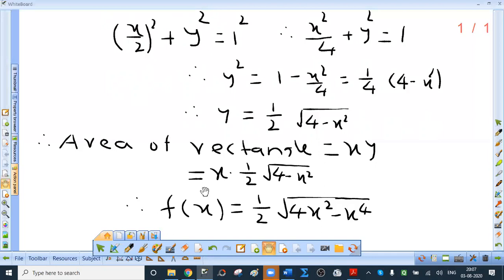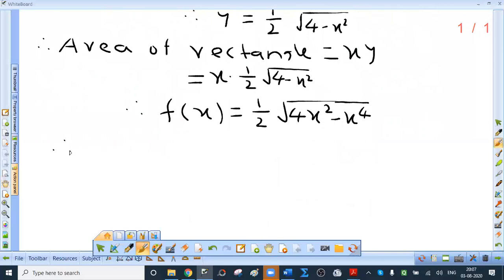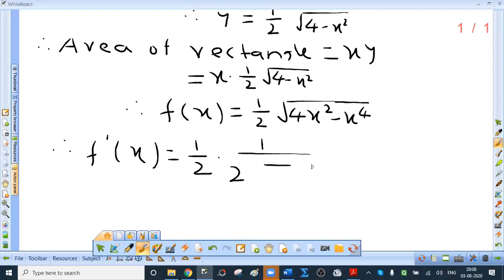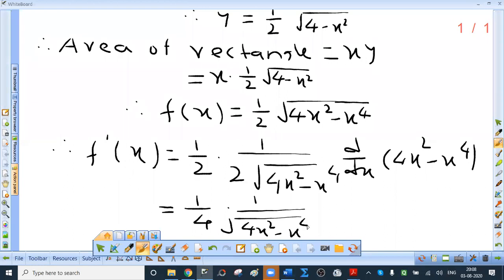and so on. So tell me, what will be derivative? You'll have to be very careful. So what is f dash of x? It is half. What is derivative of root? It is 1 upon 2 root. So 1 upon 2 root of 4x square minus x raised to 4 into d/dx of root of which function? 4x square minus x raised to 4. Simple. So this is 1 by 4 into 1 upon 4x square minus x raised to 4.